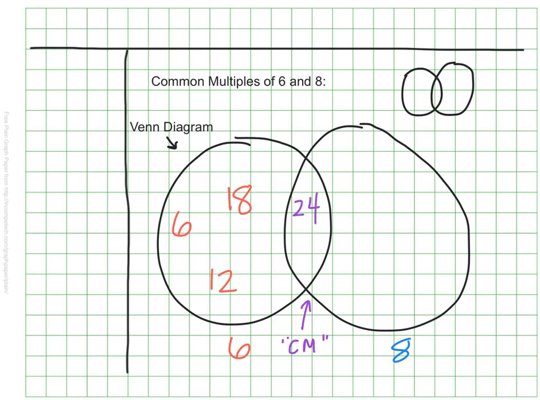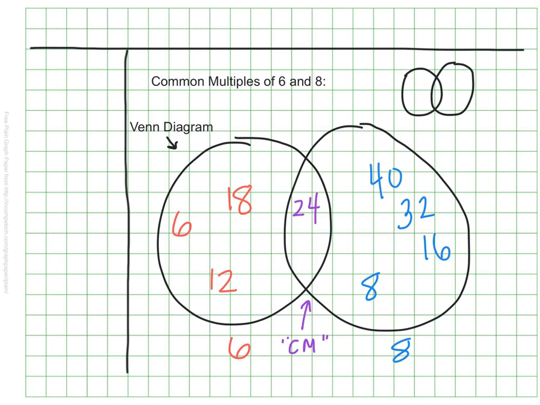And let me stop here and go back into some of my 8s, to make sure I'm on the right track. 8 times 1 was 8. 8 times 2 was 16. 8 times 3 is 24, and that's why it's in that shared space. If I do 8 times 4, I get 32, not a multiple of 6. If I do 8 times 5, I get 40.